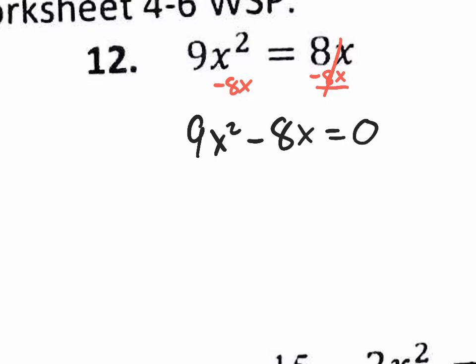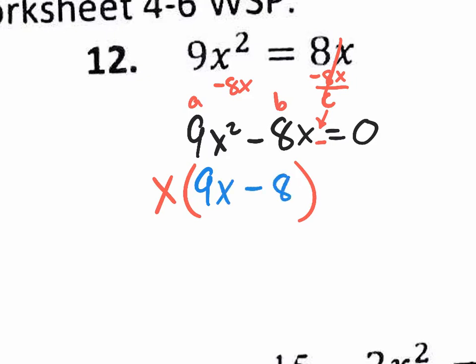So if I wanted to use the quadratic formula, I would have to identify my a value, my b value, and my c value, which happens to be not there. It's 0, right? So I could use a quadratic formula if I wanted to, but is that the best method on this one? No, there's a faster method, which is pulling out the GCF. That's right. So let's pull out that GCF, which happens to be x. What would be left over on the inside? 9x minus 8. And of course, it's equal to 0.